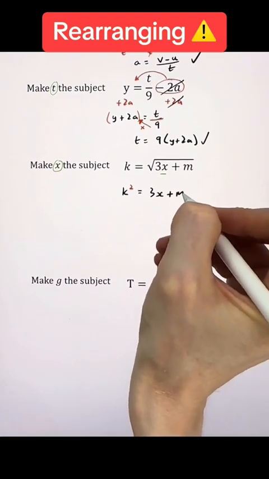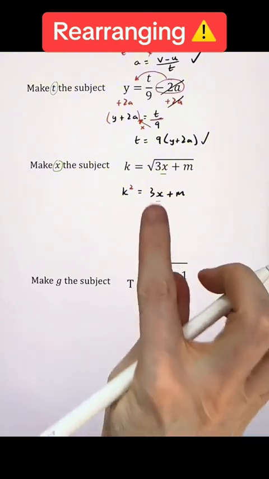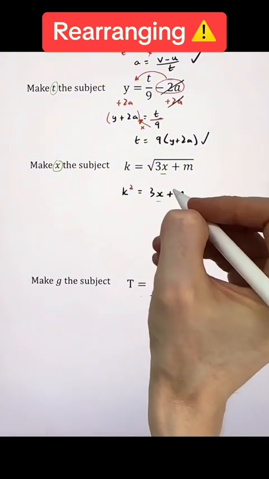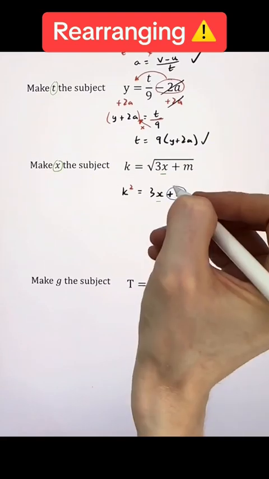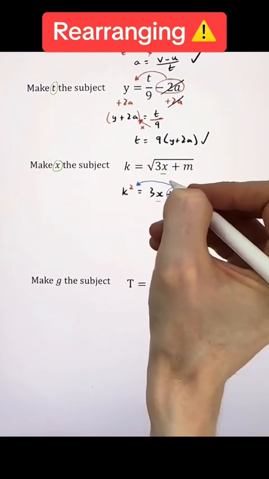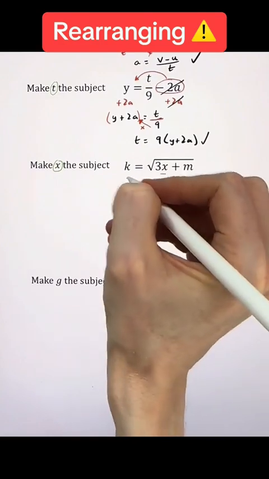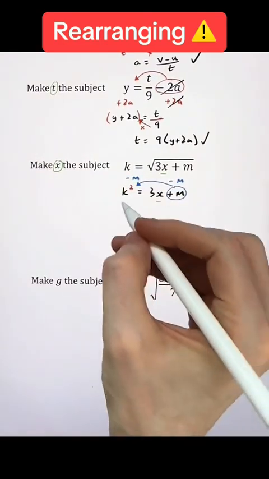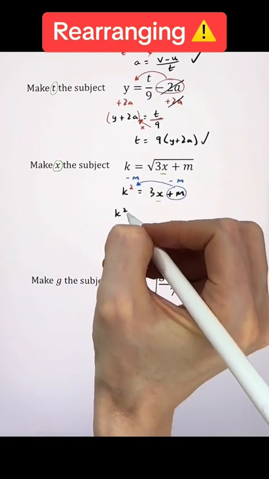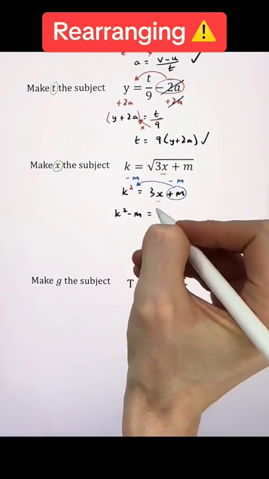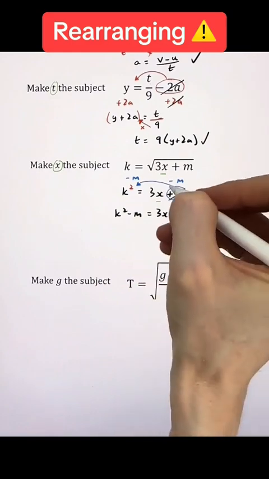plus m. As I want to get x by itself, locating the term that has x, basically put your finger over it, cover it up. I always eliminate any of the terms on the same side as the letter I want by bringing it across to the other side. The opposite of add m, therefore, is subtract m from both sides. On the left-hand side, I had k squared, I've now got subtract m. And on the right-hand side, I'm just left with 3x, as I know plus m subtract m will cancel.